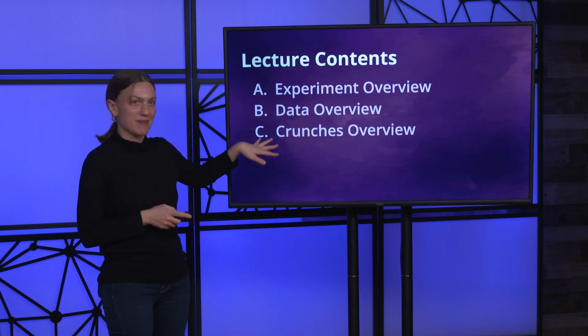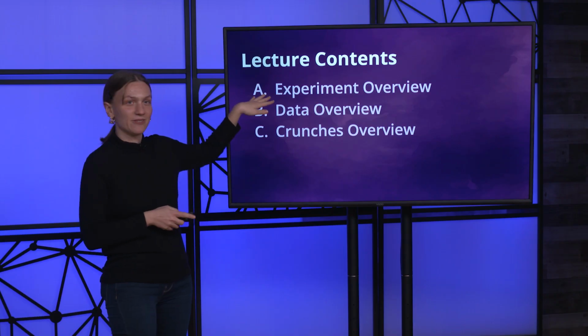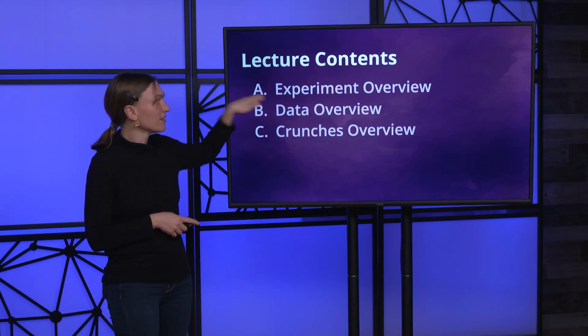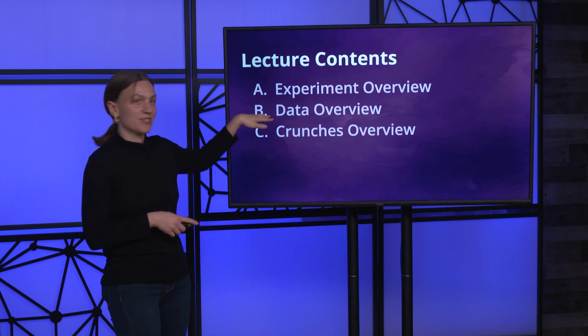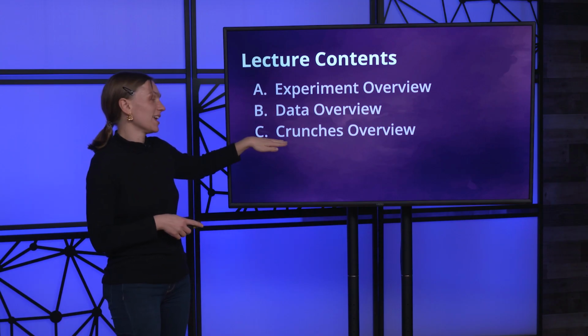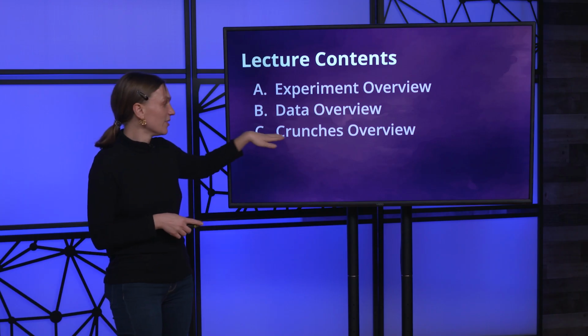As I mentioned, we'll break this up into three parts, going over, first of all, the Perturb-seq experiment on adipocyte cells to generate the data, then the data objects that you'll be working with, and finally, the three crunches, or the three challenges.